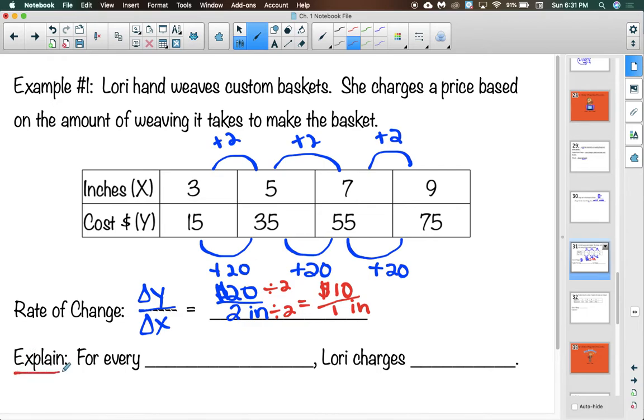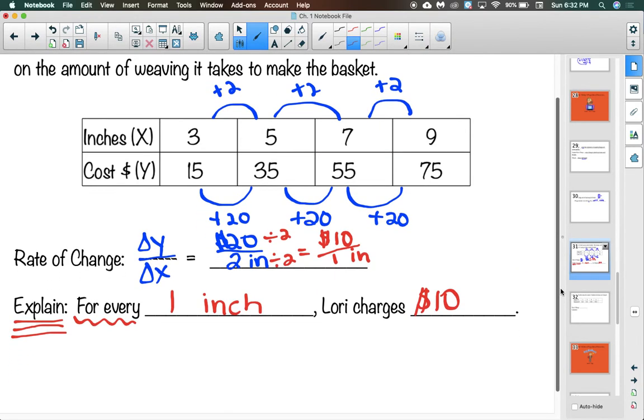So in our explanation, we are going to write an explanation for every single problem, and we're using some good ratio language here: for every. We say for every 1 inch, we want to take that bottom unit first, so for every 1 inch, Lori charges $10. And that is the rate of change. So as the basket increases by 1 inch, the price will go up by $10.